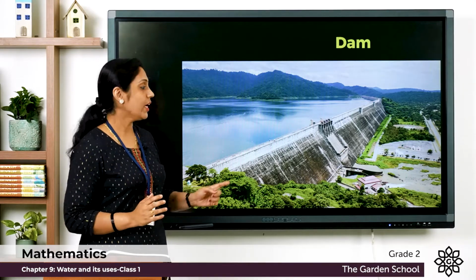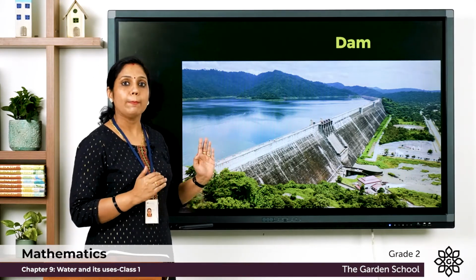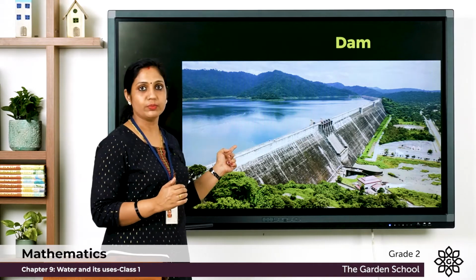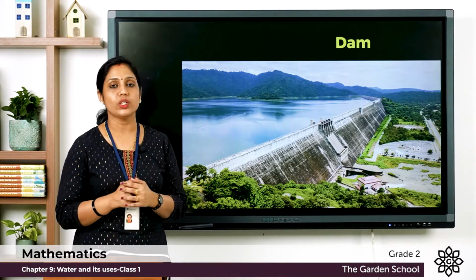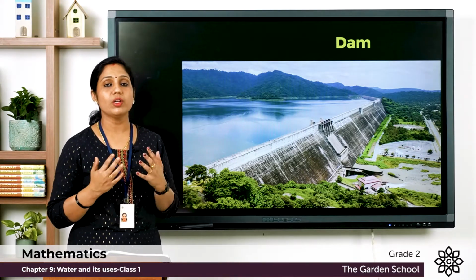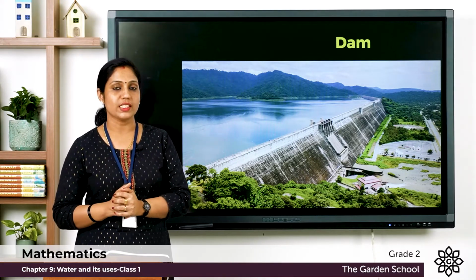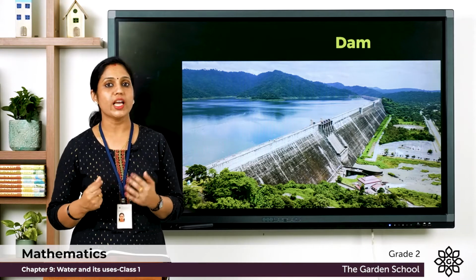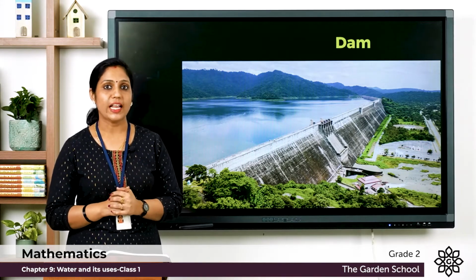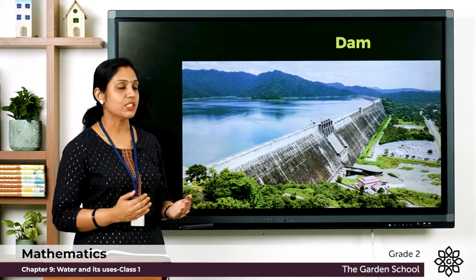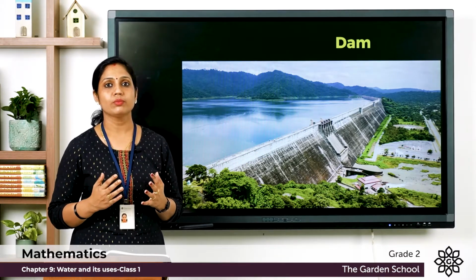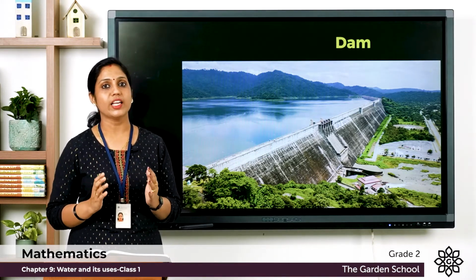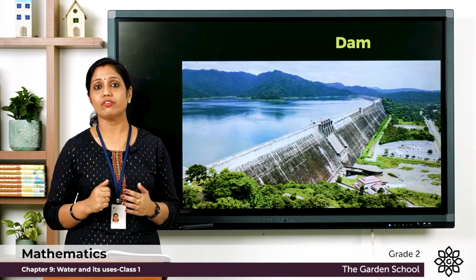So what is a dam? A dam is a wall built across the river to stop the flowing of the water. And we are able to store the water. And this water we'll be able to use for different uses like cooking, washing and so on. So we learned what a dam is. A dam is a wall built across a river to stop the flowing of the river, and that water can be stored and used for different purposes.